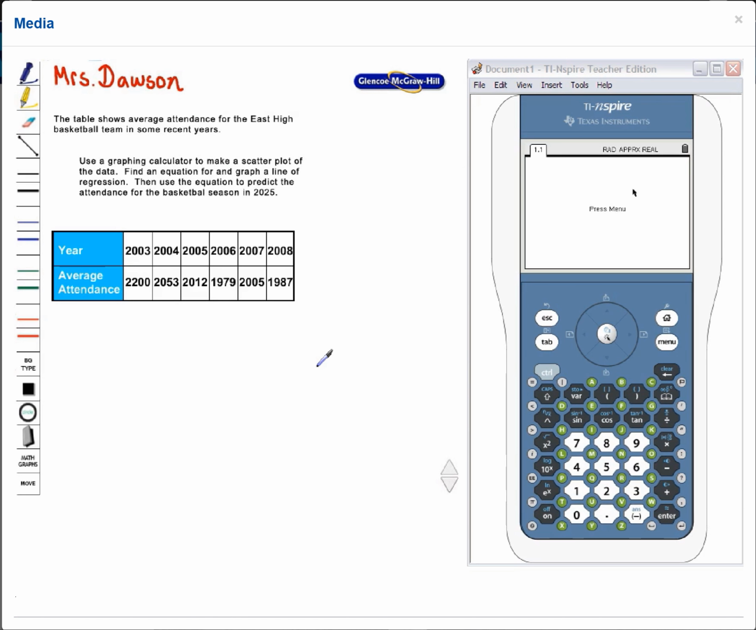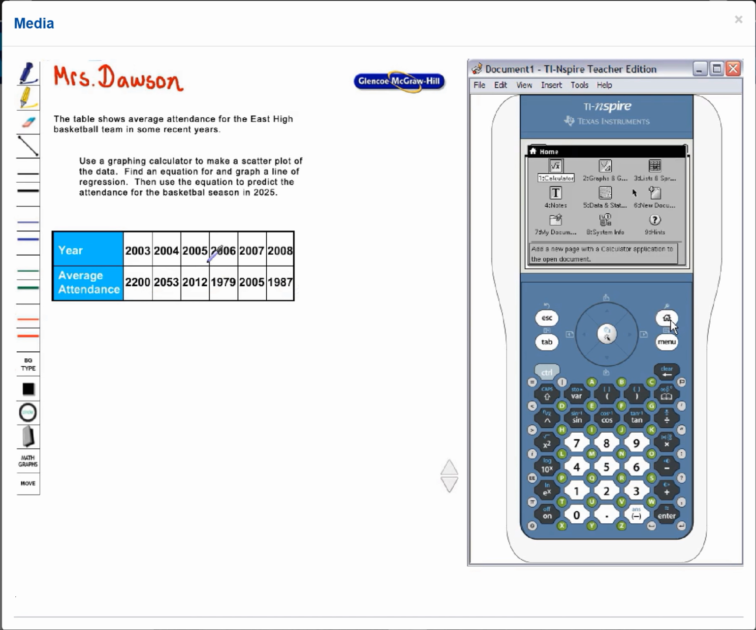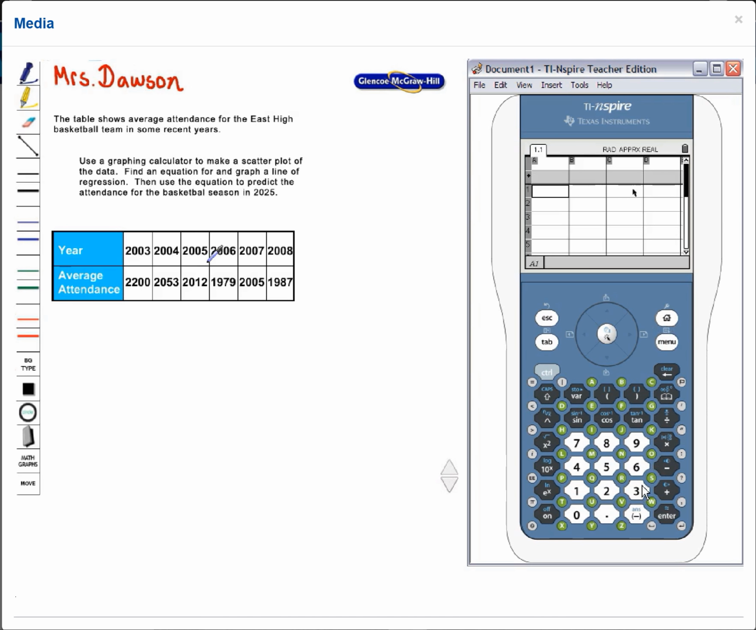As you can see from the table, we have the years 2003 through 2008. The average attendance is also listed. We'll be using the Inspire to make the scatter plot. Home, number 3 for lists and spreadsheets. The first column will be year, and we'll label it as such.